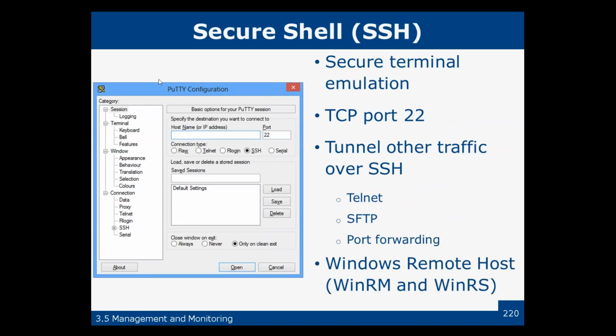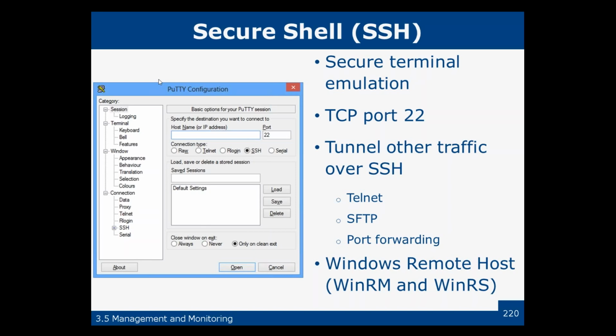Secure Shell is a better answer for this remote connectivity because it is secure. It uses port 22. We're getting them all right down there together, 22 for SSH and 23 for Telnet. It tunnels other traffic over SSH, and we can use SFTP, Secure File Transfer Protocol, because FTP is also a non-secure system, and it supports port forwarding.